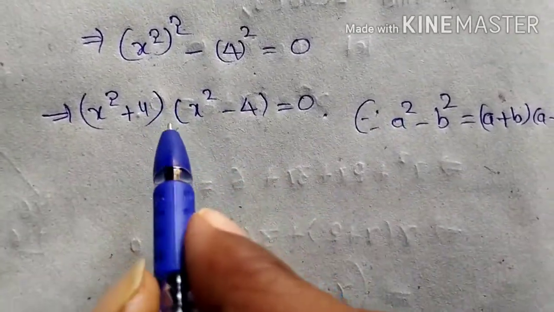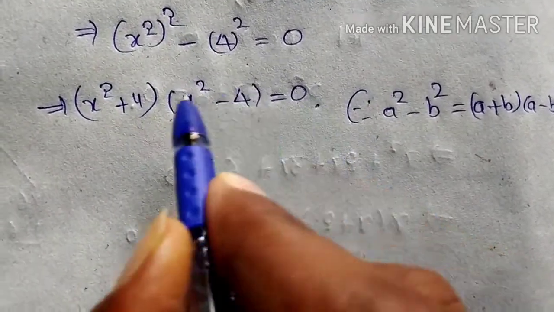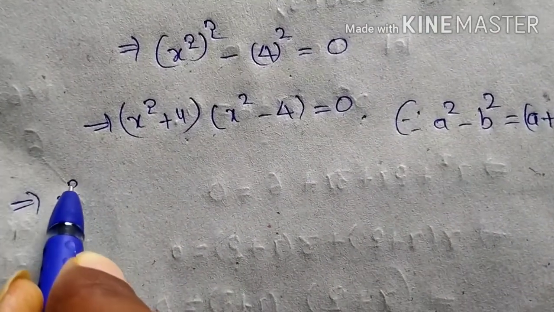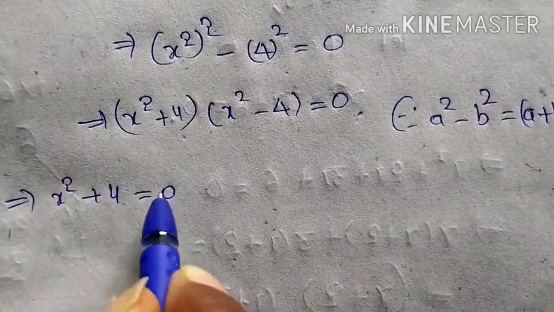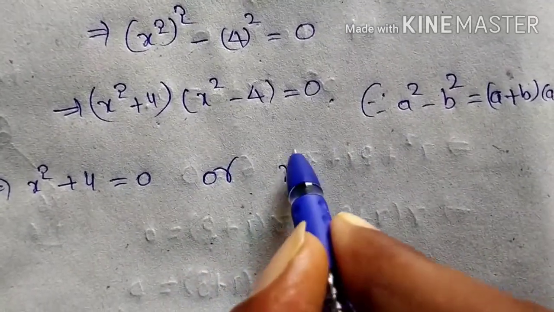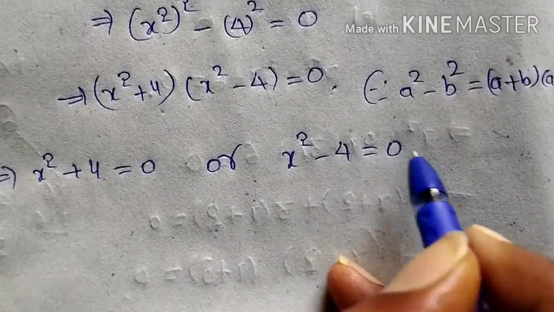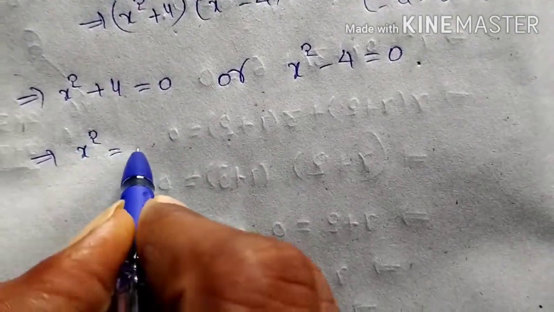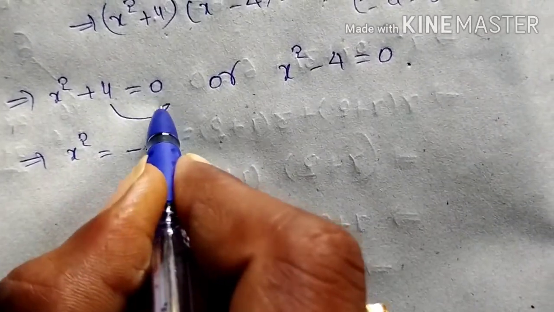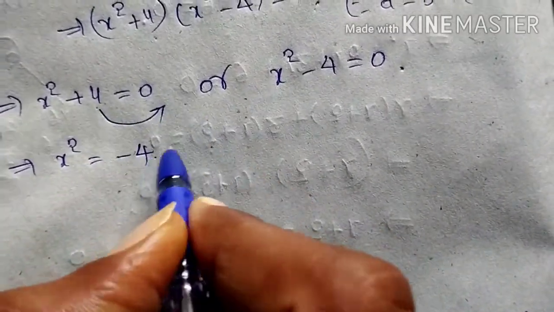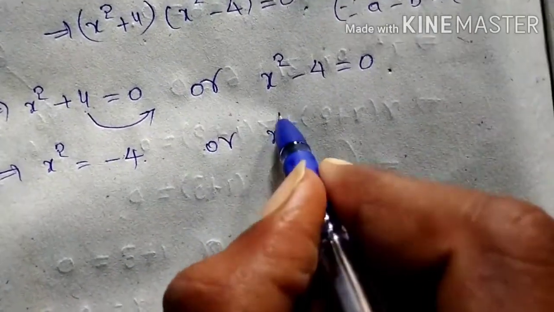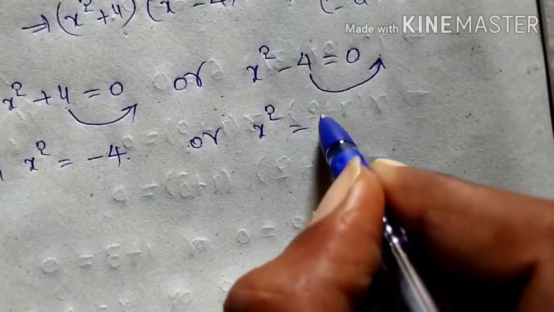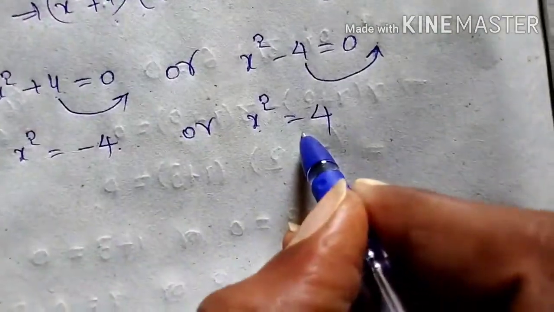Yes, already you know that a into b is equal to 0 means either a is equal to 0 or b is equal to 0. So can I write here x to the power 2 plus 4 is equal to 0, or x to the power 2 minus 4 is equal to 0? Implies you can write here x to the power 2 is equal to minus 4, if I am transposing 4 to RHS, it will become minus 4. Or x to the power 2 is equal to, if I am transposing minus 4 to RHS, it will become plus 4. 0 plus 4 means 4 only.